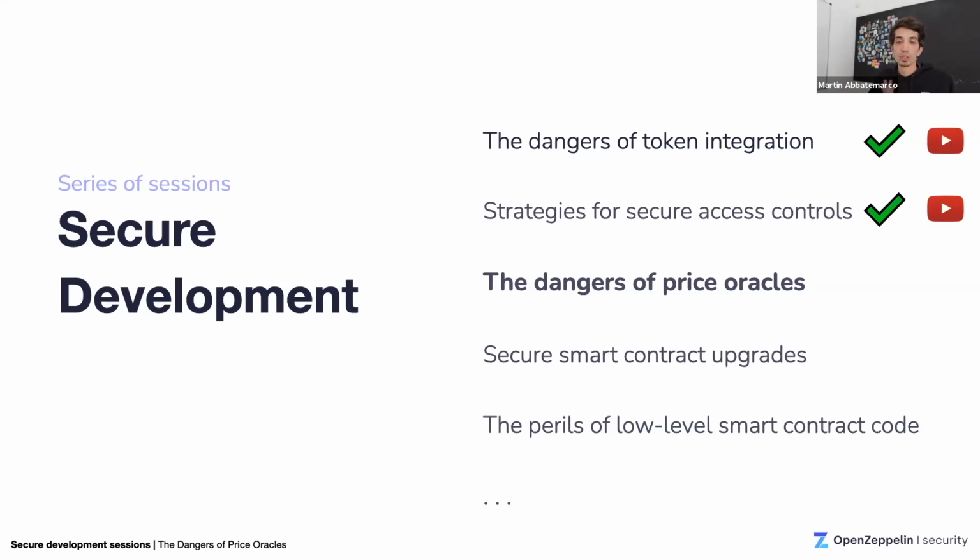For next sessions, we also have additional topics like smart contract upgrades and the perils of low-level code, and an additional final session that we'll be doing. This is like a 6 workshop session.